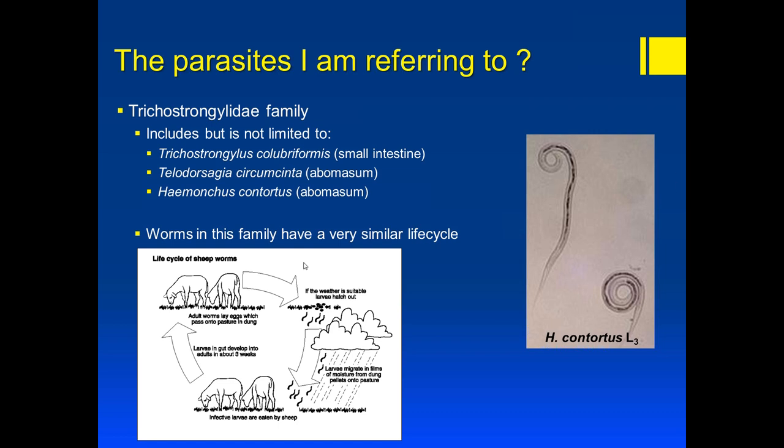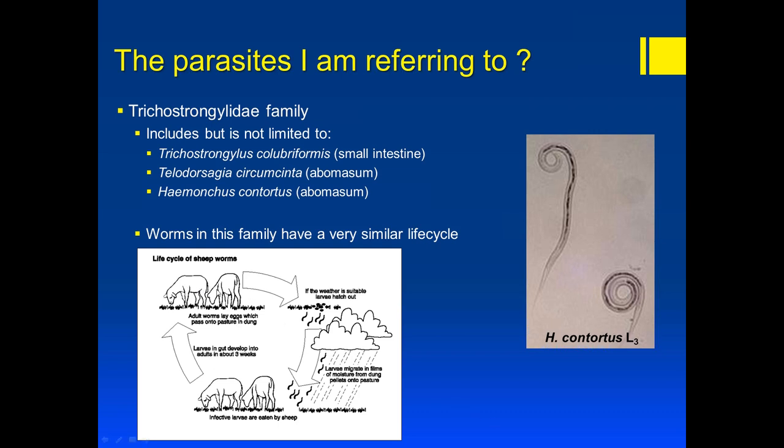Most of us in the sheep industry, or at least in the western United States or the eastern United States, are really familiar with this critter. He's a blood-feeding parasite that lives in the abomasum, and this parasite, along with his relatives in this family, all have a very similar life cycle. If you follow my cursor on the screen here, you can see that the parasites, or the eggs, start as a result of reproduction inside the host.